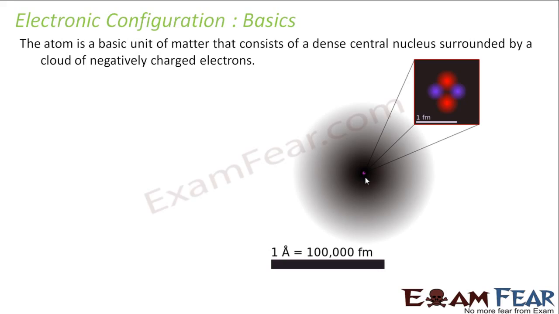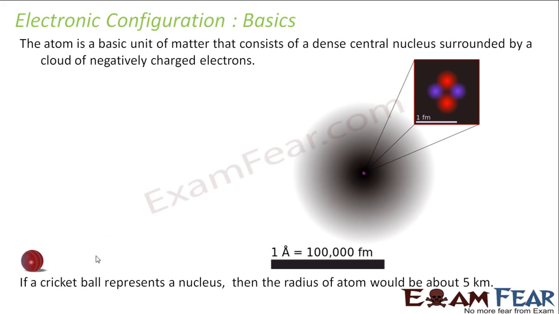It is a basic unit of matter and it has a very dense central nucleus, very small. And this whole thing is a cloud of negatively charged electrons. And they keep moving here and there with a very high speed. And that's all we have in an atom, right? The nucleus is very dense and you have a very big space, and in this space the electron keeps revolving. If a cricket ball represents the nucleus, then the radius of the atom will be about 5 kilometers. Such a big distance it has.